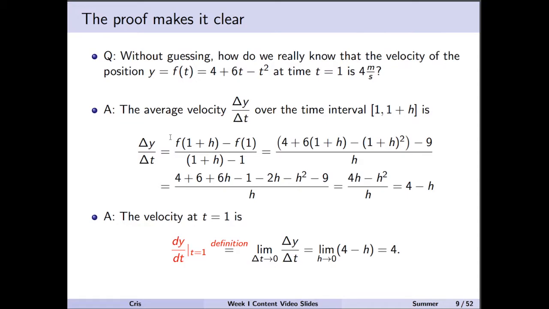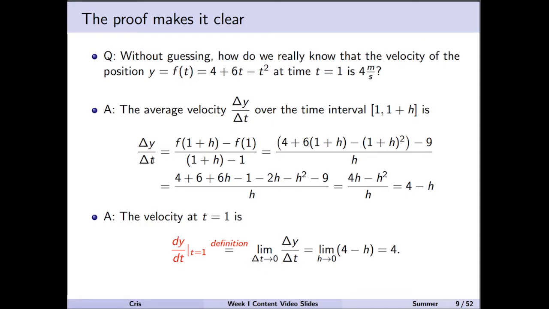Okay, so let's try to do this without guessing, right? How do we really know that the velocity of the height at time t equals 1 is 4 meters per second? It certainly looks like it is, but can we do this mathematically? Okay. So let's just go ahead and compute the average velocity over a time interval that's arbitrary. It starts at 1 and it goes to 1 plus h. If we want between 1 and 2, we let h be 1. If we want between 1 and 1.1, we let h be 0.1.